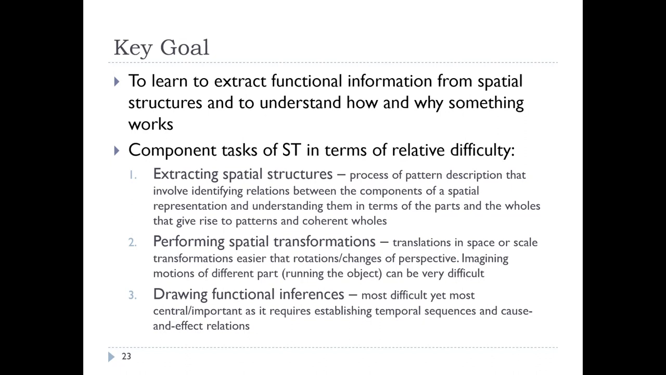Okay. Then we have to perform the spatial transformations. So we translate in space. We deal with scale transformations. We deal with rotations. Some of those things are easier than others. Imagining motions of different parts, actually moving the object, that can be pretty tricky. And then lastly, and most complex, is drawing these functional inferences. Those are key. It's absolutely critical. What good is doing all the other steps if you're not actually going to get something out of it, if you're not going to infer something out of it? So they're the most difficult and yet most central for establishing those temporal sequences and cause and effect relationships. So that's where we've got to get to. That's absolutely super important.